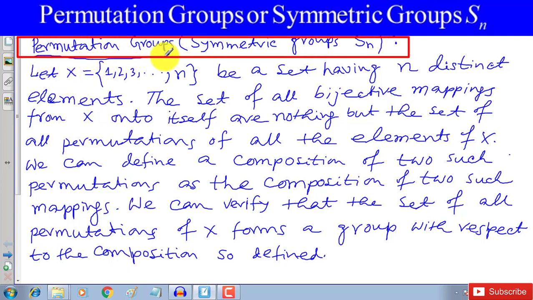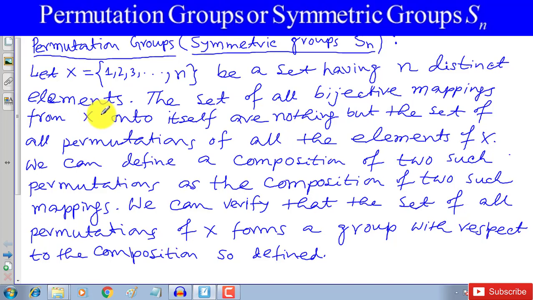Permutation groups or symmetric groups Sn. Let X = {1, 2, 3, ..., n} be a set having n distinct elements. The set of all bijective mappings from X onto itself is nothing but the set of all permutations of all the elements of X.